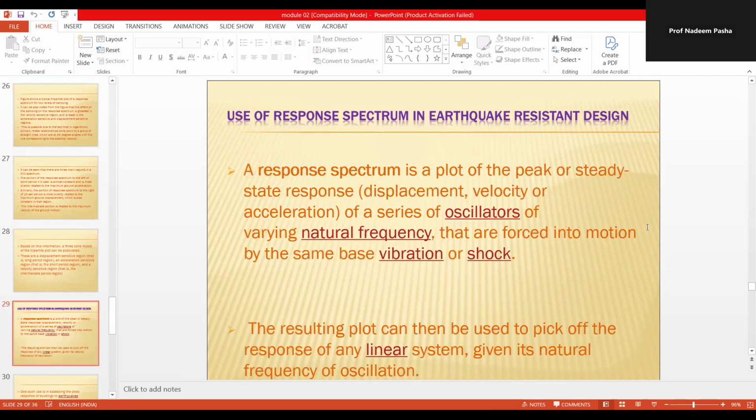So till now we have understood what exactly the response spectra is and how it works. So now we will apply this to our earthquake structures. The response spectrum method states that the response displacement, velocity and acceleration of a series of oscillators of varying natural frequency are subjected to the same vibration or shock. The resulting plot can then be used to pick off the response of any other linear system given its natural frequency of oscillation.